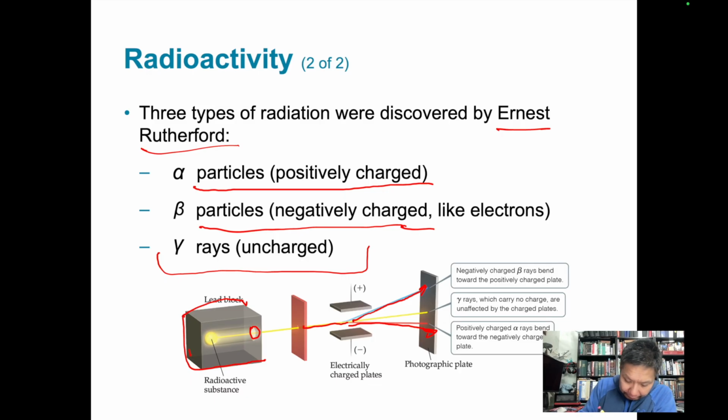But then he saw that gamma rays had no charge because when they went through that plate, no deflection occurred, right? No deflection occurred. No attraction to either plate occurred, right? So that's how we were able to figure out what the charge of these different radioactive particles are, right? Gamma rays, bad. You know gamma rays are bad too because gamma rays are so powerful they can create the Hulk.